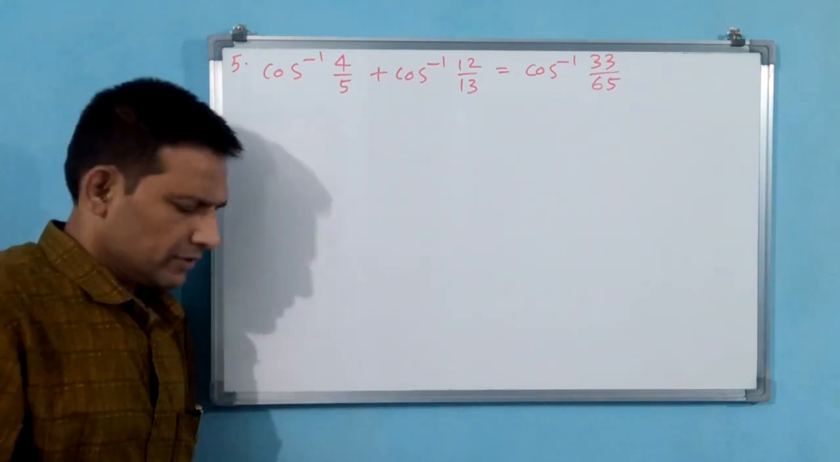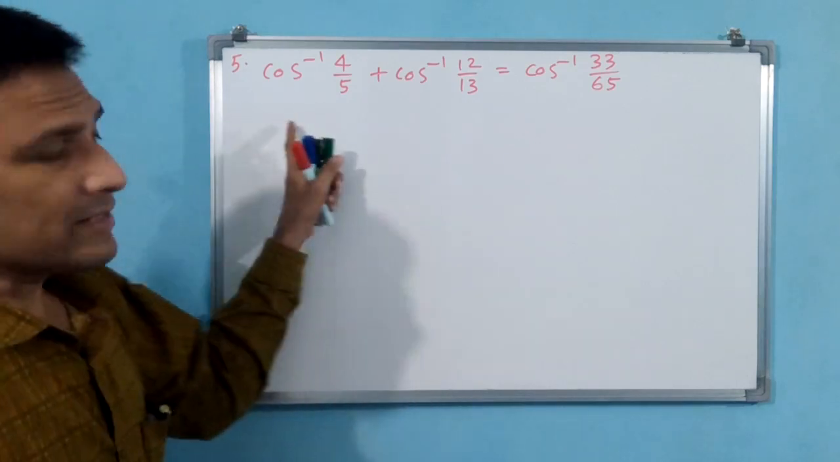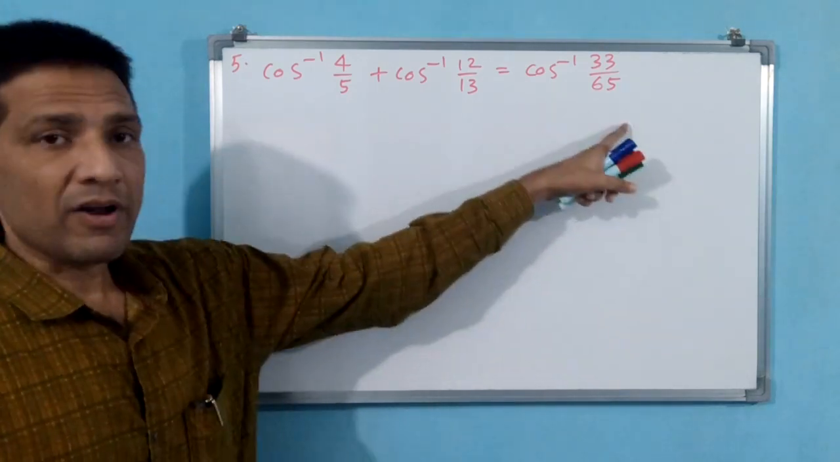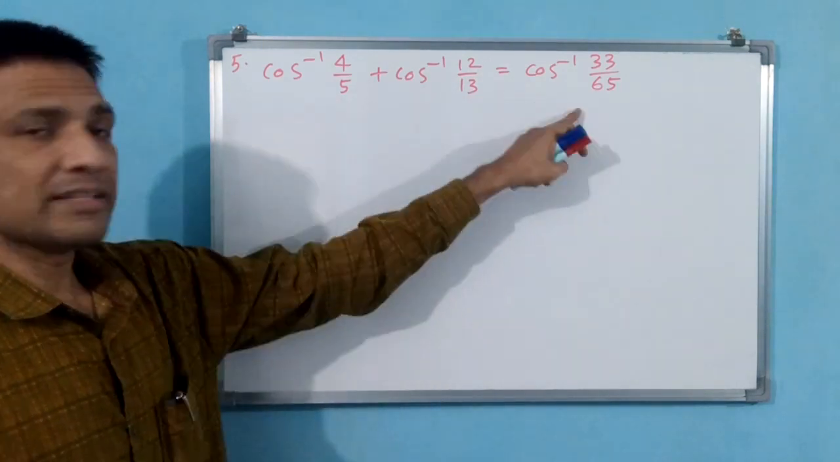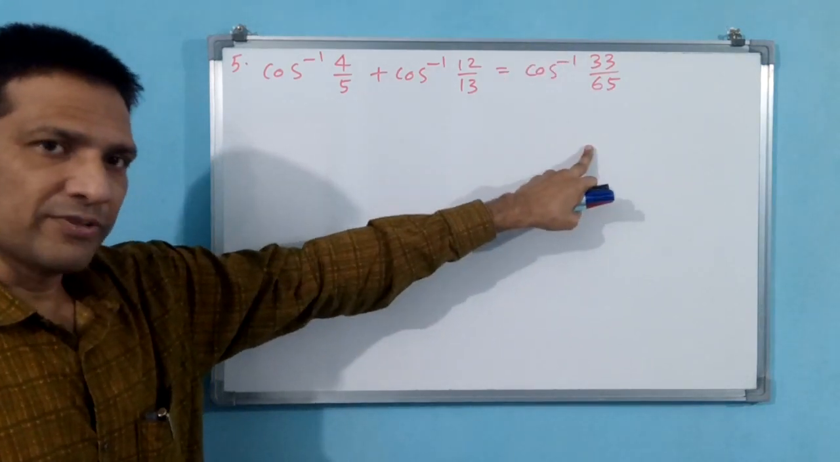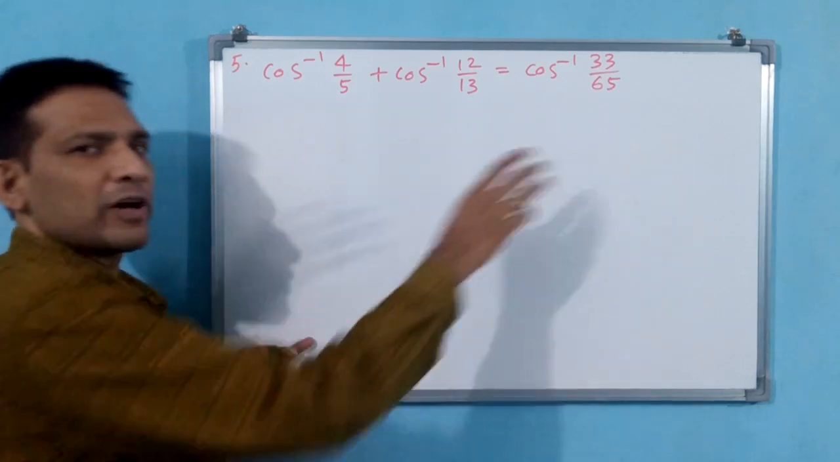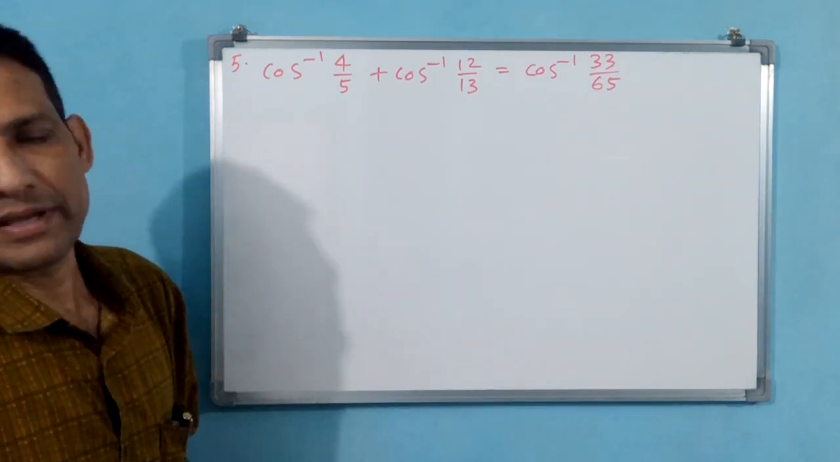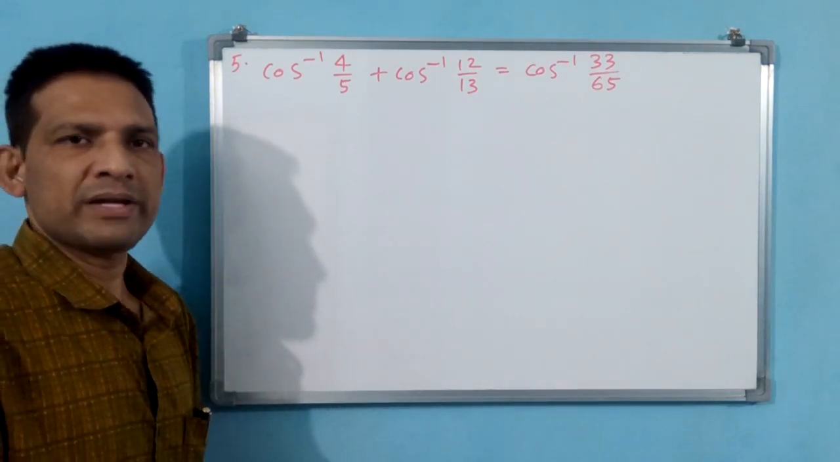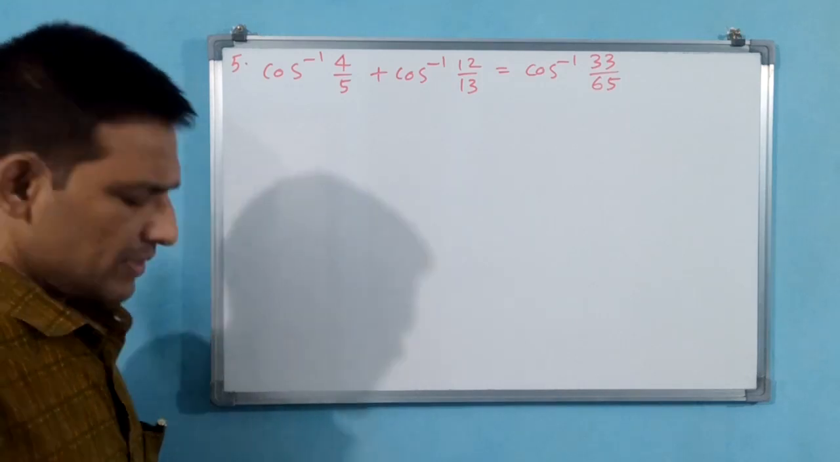Let us write a right angle triangle for all. Here also tan is not there, so this also you have to convert into tan. Why? Because only for tan do we know the formula: tan inverse x plus tan inverse y is equal to tan inverse of (x plus y) by (1 minus xy). Let us do.